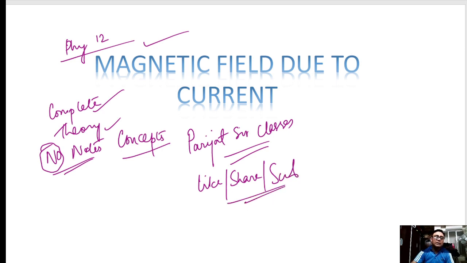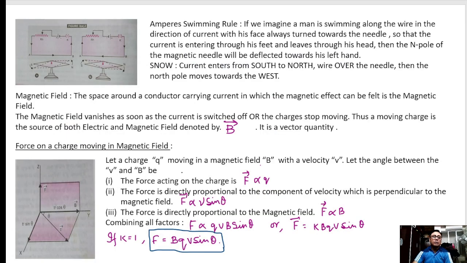So let's get started with the topic. The topic is magnetic field due to the current. First of all, see what we are going to study here. We are discussing only the very important points, notes and concepts which you will be dealing with in this chapter. First of all, it is Ampere's swimming rule. So let us discuss what is Ampere's swimming rule.